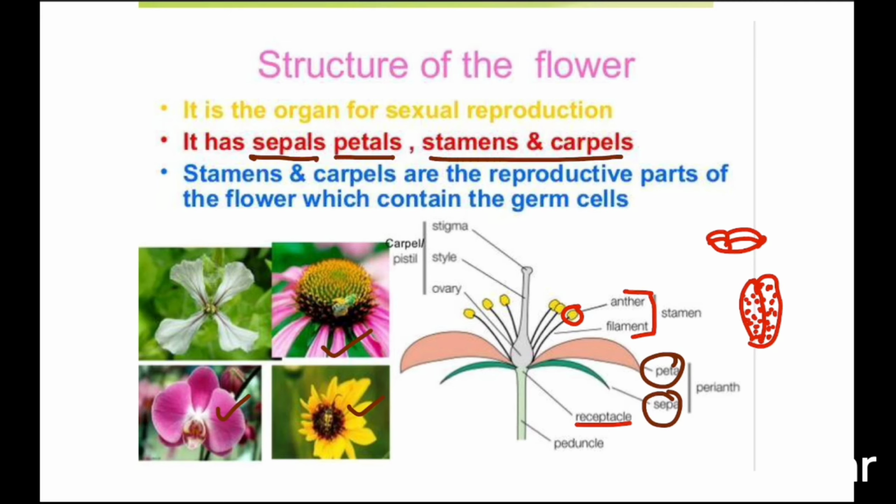And you can see that there will be a filament, which is helping the attachment of that entire stamen. And the female part is called the carpel or the pistil. It consists of a flat-head-like structure, which is the stigma. The main function of the stigma is receiving the pollen grain from the anther. So that's the function of the stigma.